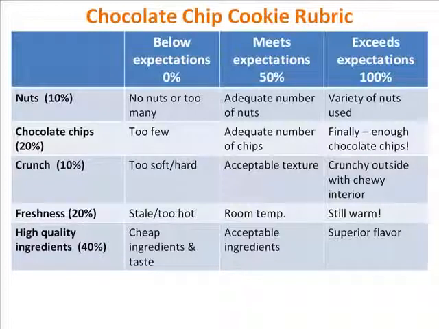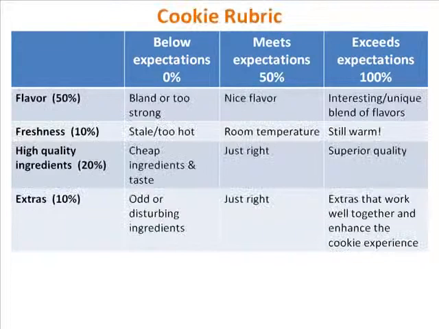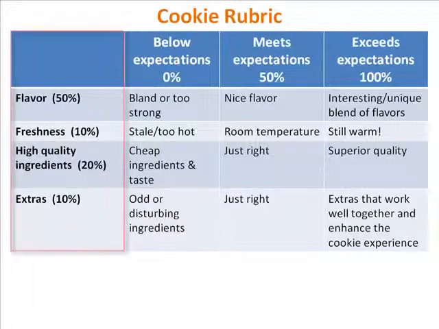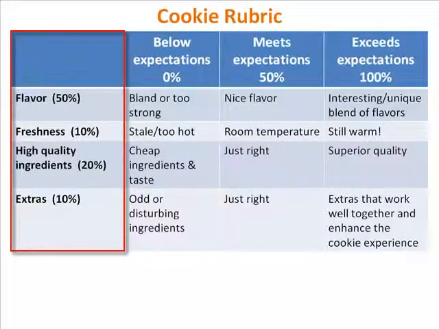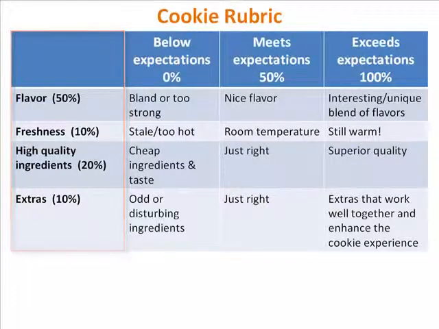So this one would work pretty well for a chocolate chip cookie, but it might even be more valuable of a rubric if we could make it generic for all cookies. Then I could use it for sugar cookies and peanut butter cookies and all kinds of cookies. So here's another rubric that might work for all cookies. So the categories are flavor, freshness, the quality of the ingredients, and any extras that were added.